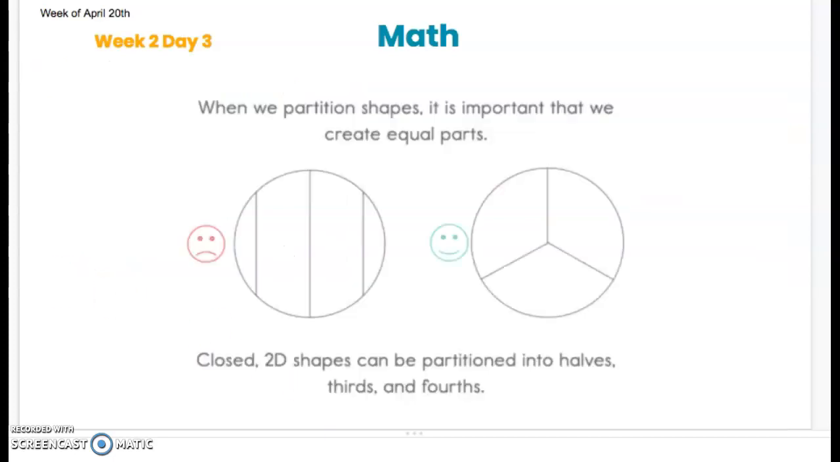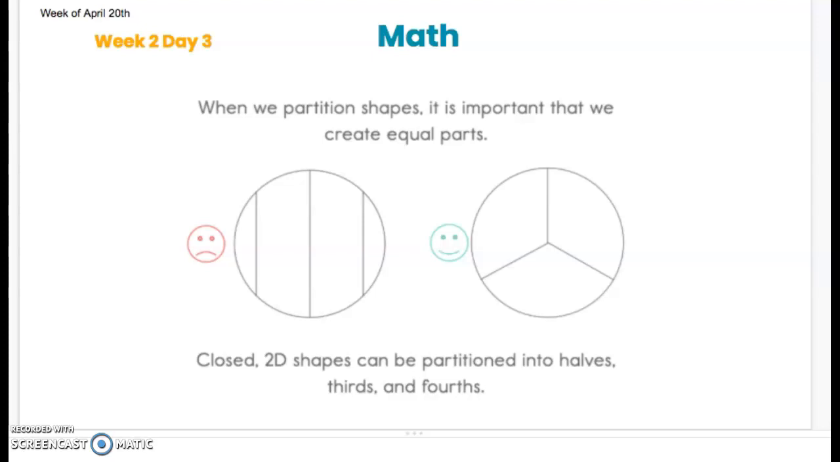You have an important picture to look at. One has a sad face. That is because those parts are not partitioned into equal parts. If I had the skinny piece on this cookie, that would not be the same as the larger piece in the middle. Next to that, you see the smiley face. That's because that shape, that circle, is divided into 3 equal parts. It has been partitioned into thirds.